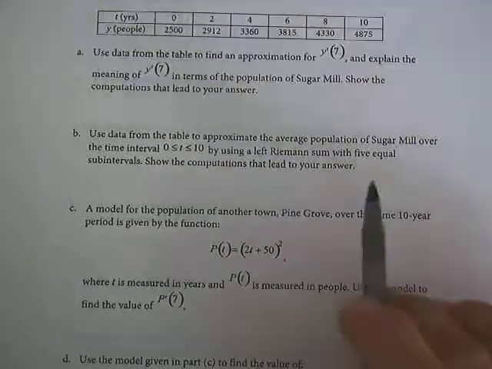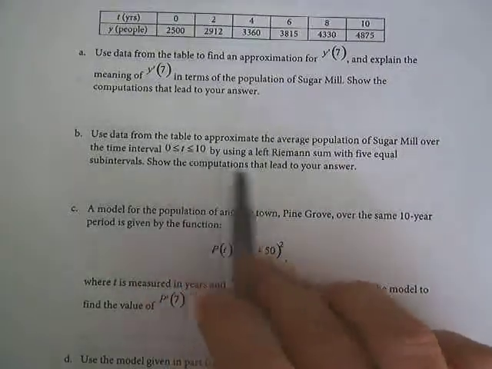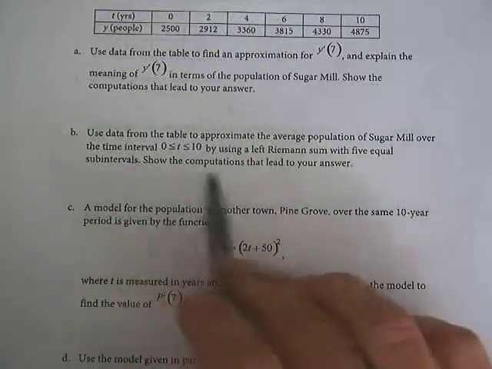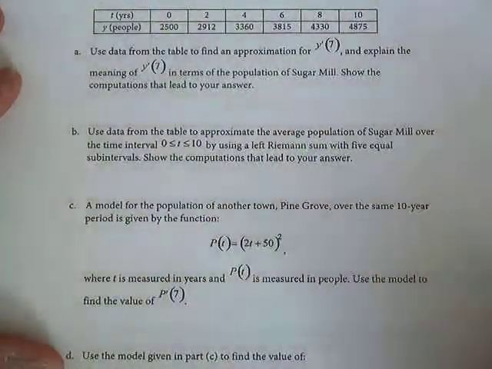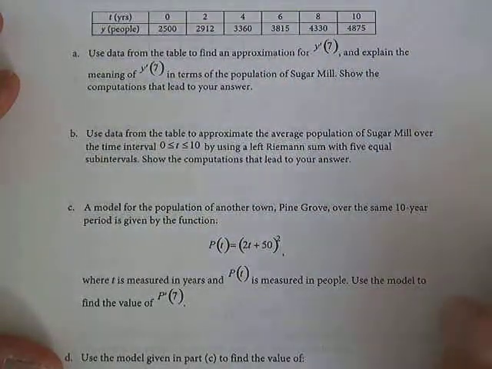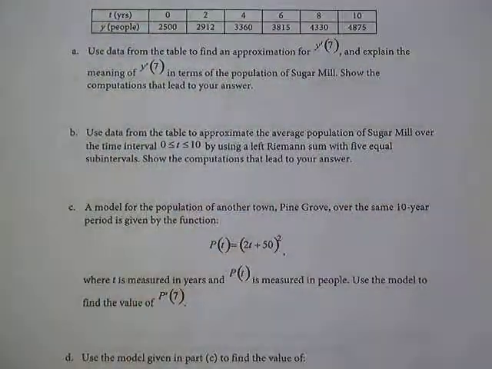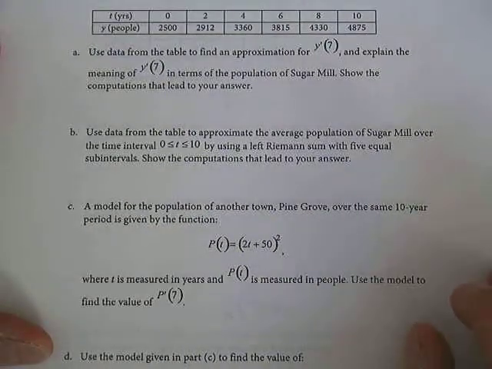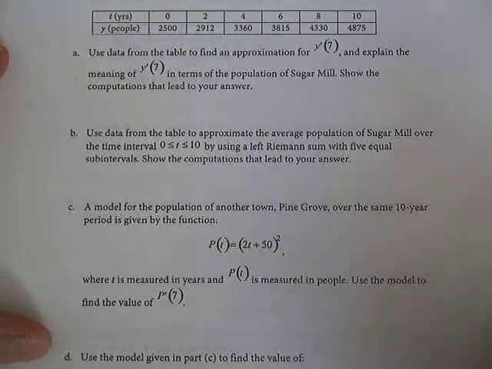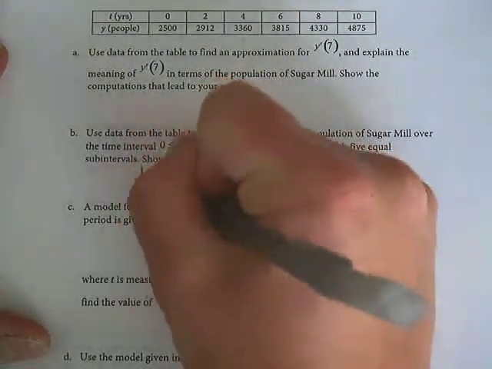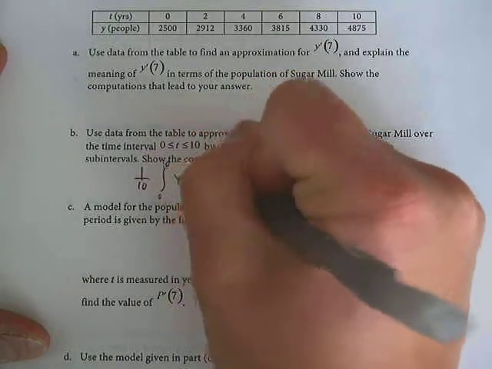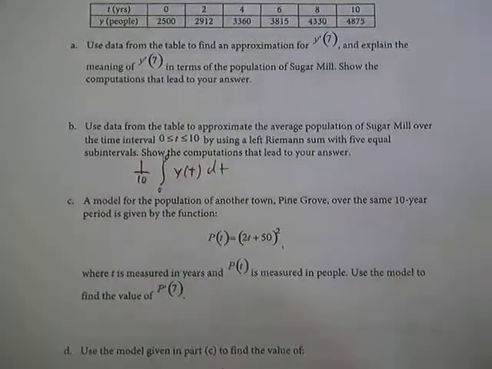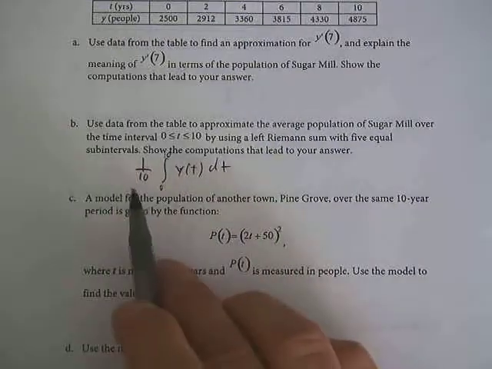Part B says use the data in the table to approximate the average population of the sugar mill over the time frame 0 to 10 using left-Riemann sums, with five equal subintervals, and show the computation. Keep in mind that this is a population function that we're given. So if we want to find the average population, we're actually looking for an average value. You have to recognize immediately, as soon as you read that, that it's an average value problem, which means our answer is 1/10 times the integral from 0 to 10 of y of t dt.